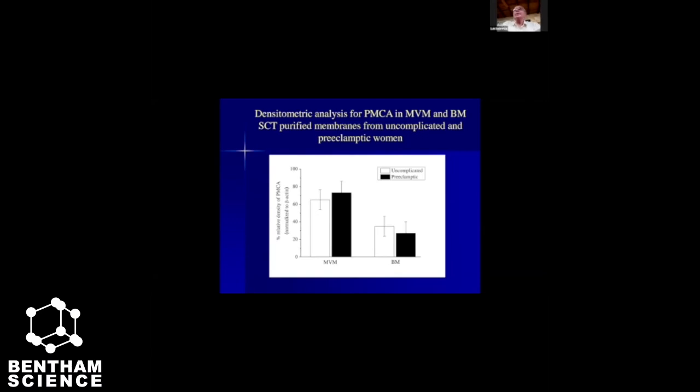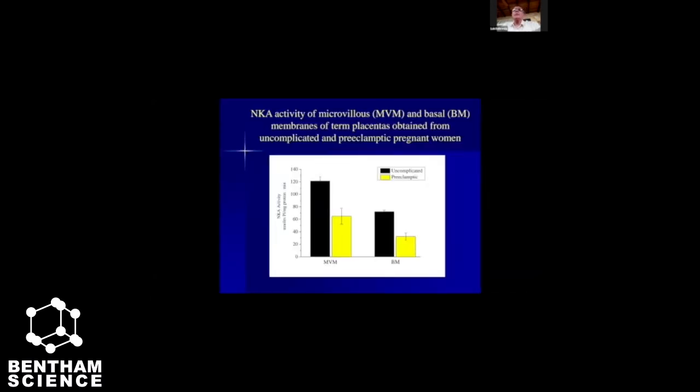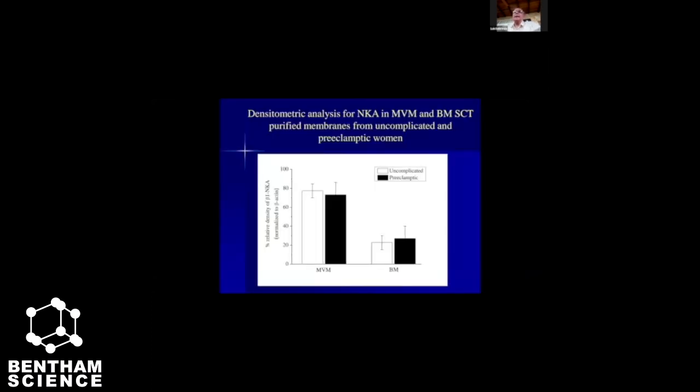In other words, what is happening is a reduction of the turnover rate of the enzyme with preeclampsia. Similar results were found for the sodium potassium ATPase activity, a reduction with preeclampsia without changing the number of ATPase molecules, indicating that preeclampsia is reducing the turnover rate of the enzyme.